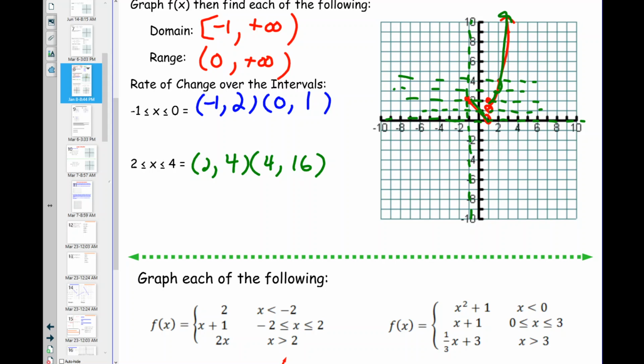Now we'll use the slope formula. M is equal to, subtract the y's, 2 minus 1 over subtract the x's, -1 minus 0. 2 minus 1 is 1 over -1, so slope is -1. Over this first interval, the slope is -1.